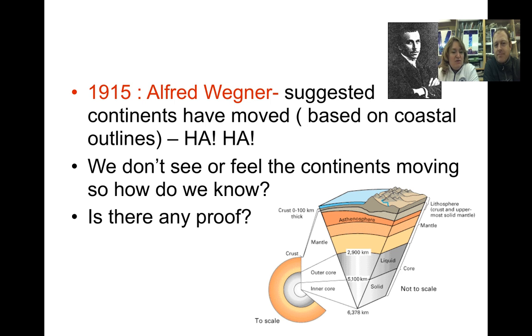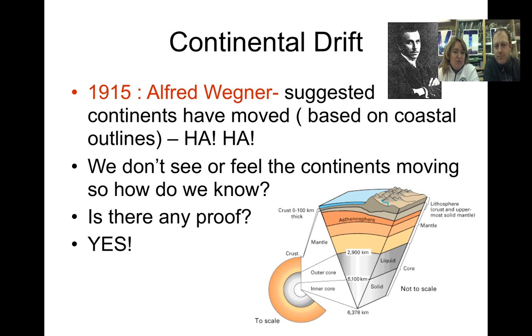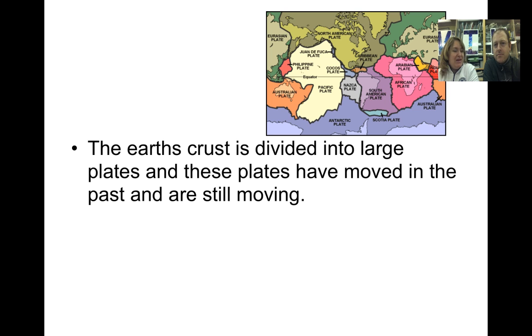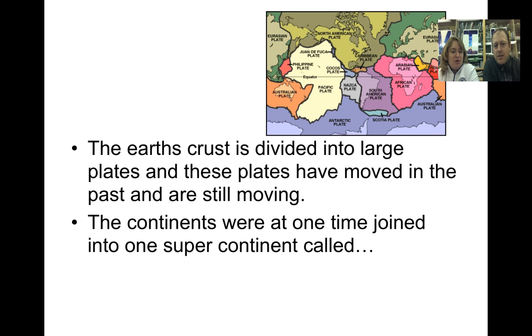We know that the land moves because we have lots of different types of proof. We call this continental drift. And it's not just the land that moves, but remember, there's land under the ocean too. So what we're talking about is big plates. So how do these plates work?